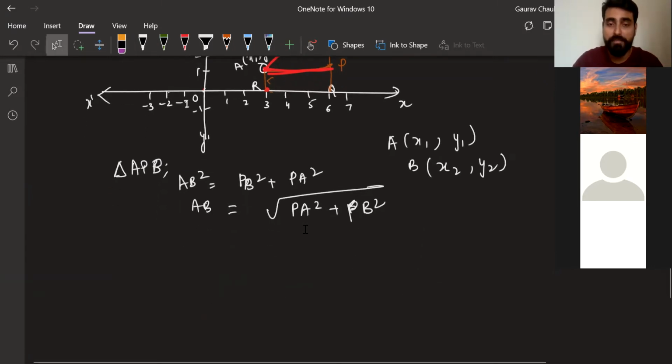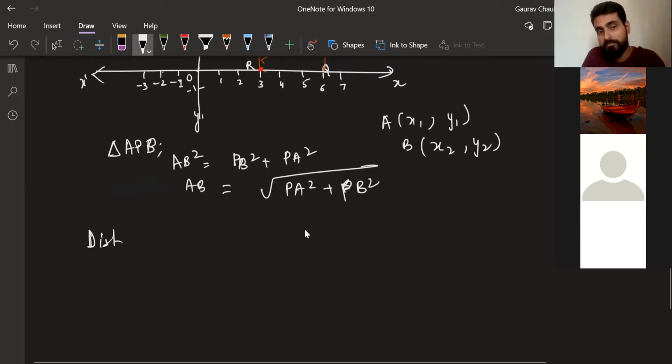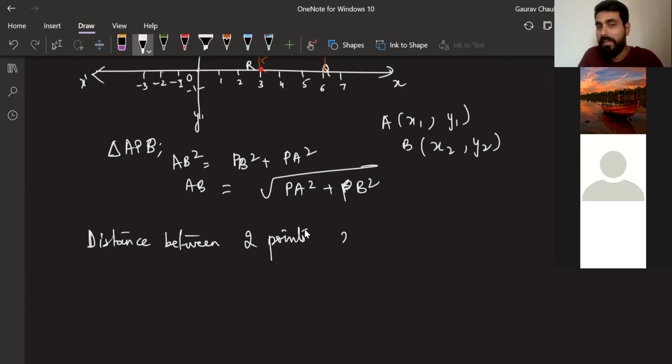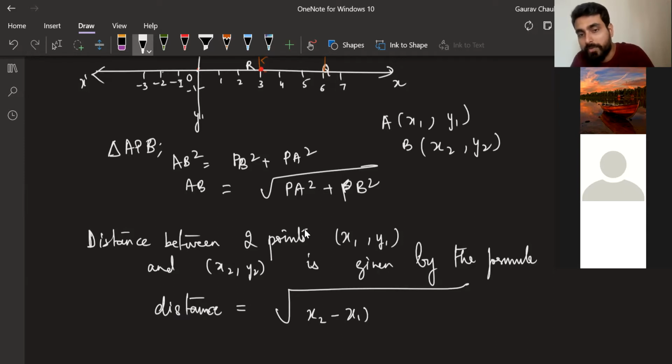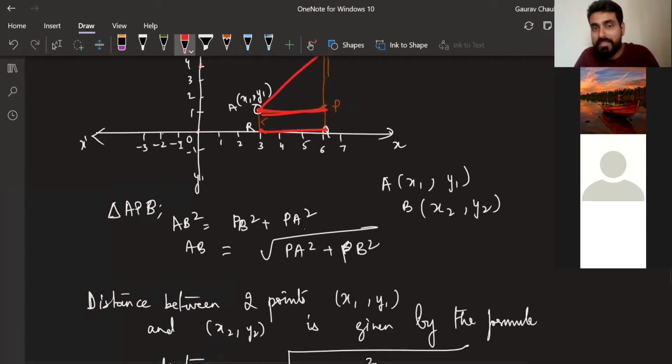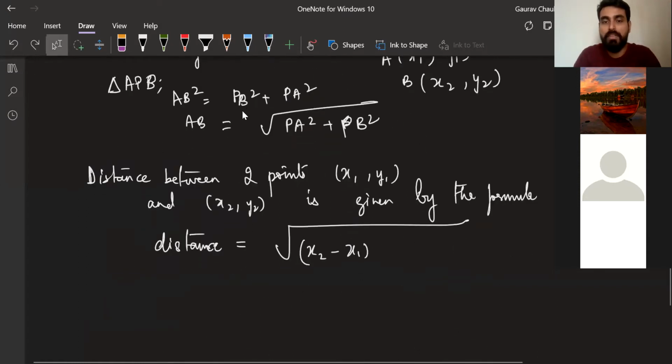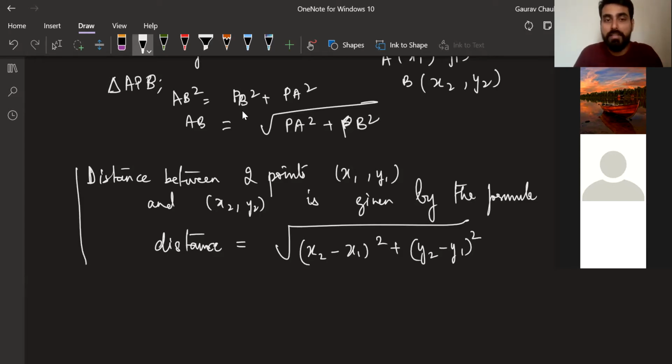So in a nutshell, just to write it again properly, the distance between two points x1 comma y1 and x2 comma y2 is given by the formula: distance is equal to root over x2 minus x1 the whole square plus y2 minus y1 the whole square. Here x2 minus x1 is basically this distance, and y2 minus y1 is this distance, which are the base and the height of the right triangle. That's my distance, and this is my distance formula.